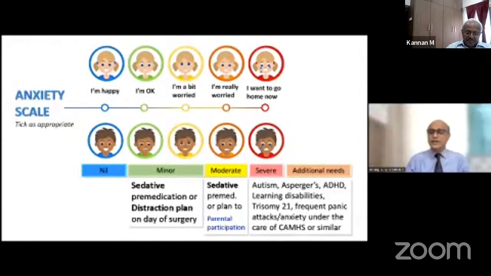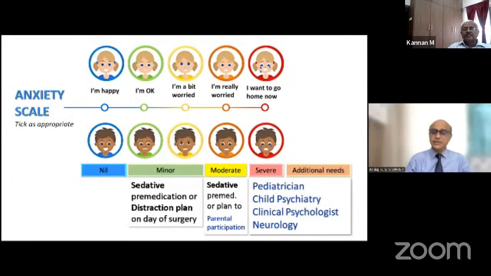Even in children who have special needs, or severe anxiety, like autism, ADHD, learning disabilities or other kinds of issues, these children would have to be taken care of by some sort of professional help which should be available to guide you how to manage these patients preoperatively as well as postoperatively. So a pediatrician, a child psychiatrist, a clinical psychologist or a neurologist would have to be involved in such patients.